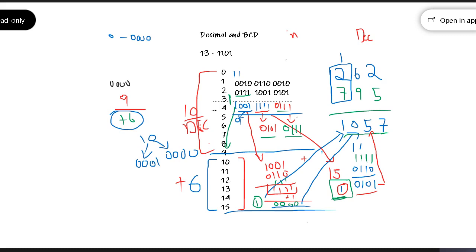So this is nothing but BCD addition and BCD conversion, how you do it. So you know about decimal, BCD and ASCII also. Next class, Monday class, I'll start with Boolean algebra, so that Thursday we can do the lab. Okay, guys?